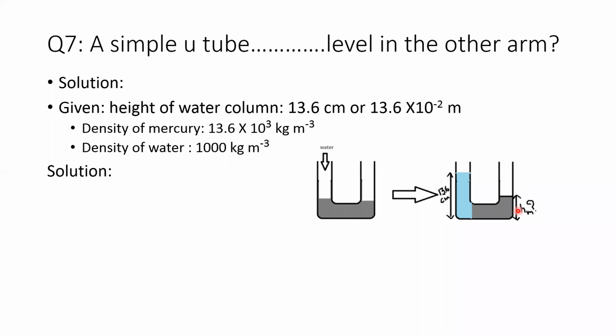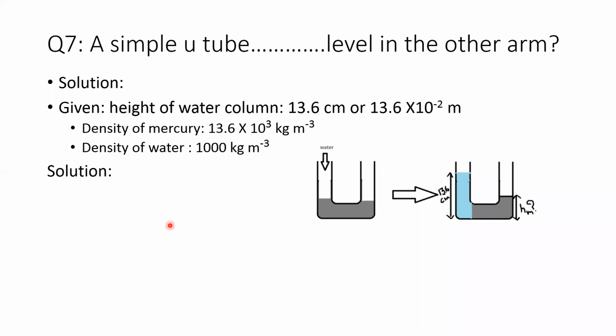When water is poured here, it will apply some pressure. That same pressure will be transferred to this arm of the U-tube according to Pascal's law. What is Pascal's law? When we exert some pressure on a confined liquid, it is transmitted undiminished to the entire liquid. So it will transfer undiminished here also. Due to this pressure, this mercury will rise to a certain height. So that height is asked.